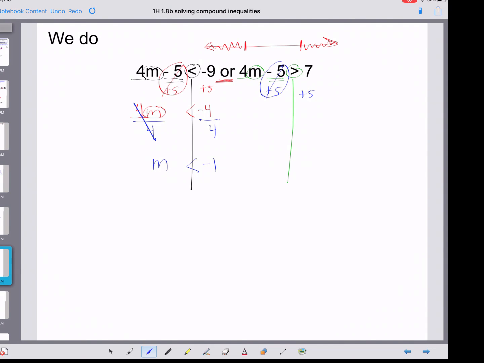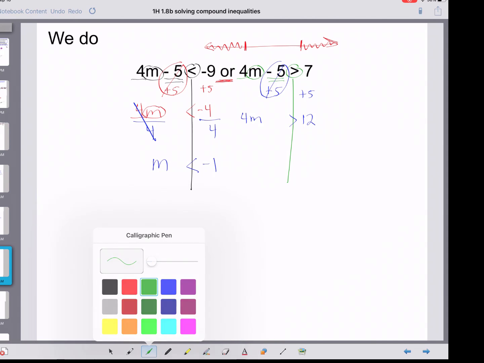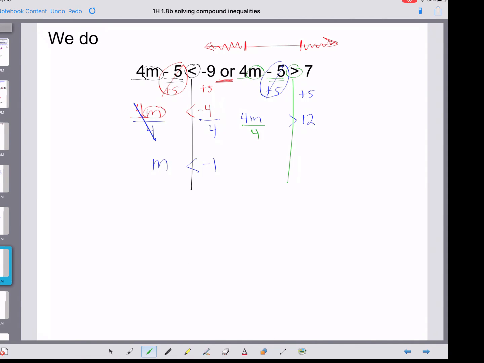Negative 5 plus 5 is 0. Bring down 4m. Bring down the greater than sign. Bring down 7 plus 5, which is 12. And lastly, let's get rid of that coefficient by dividing by 4. 4 is canceling with 4, so m is greater than 12 divided by 4, which is 3. And I like to write this back in the center just so that I remember that this is an or statement, right? It's an or statement.